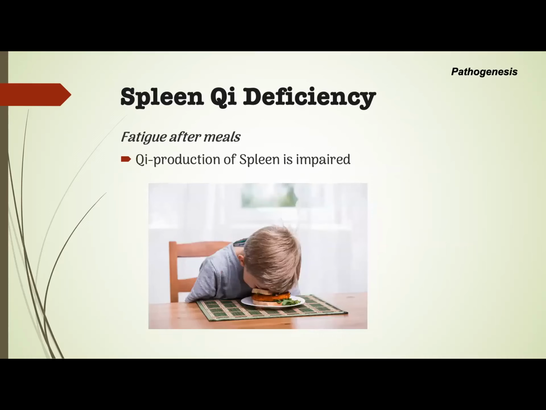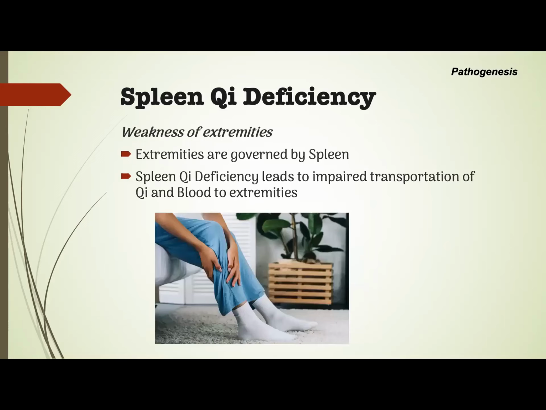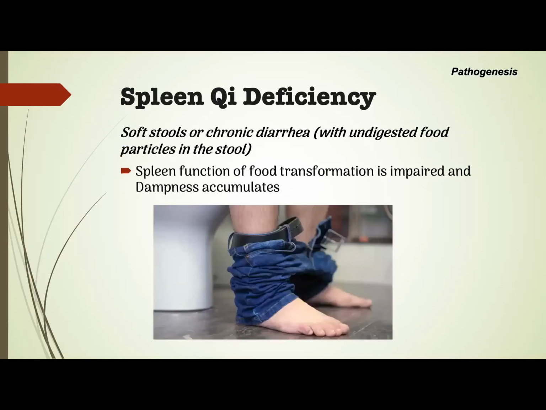Fatigue after meals is due to the fact that the qi production of the spleen is impaired. The pale facial complexion means that the qi is deficient and the transportation function of qi and blood to the face is impaired. Weakness of extremities, because the extremities are governed by the spleen. Spleen qi deficiency leads to impaired transportation of qi and blood to extremities. Soft stools or chronic diarrhea with undigested food particles in the stool. This is because the spleen function of food transformation is impaired and dampness accumulates.